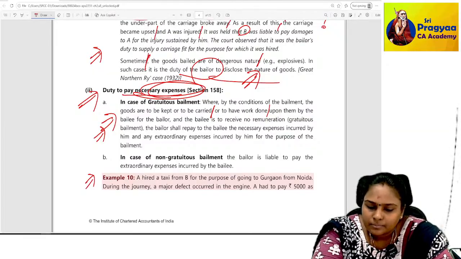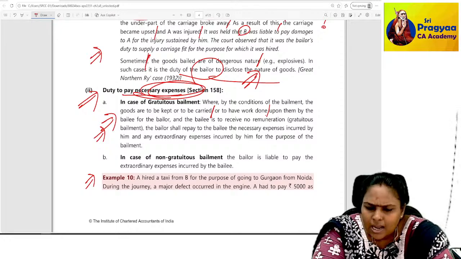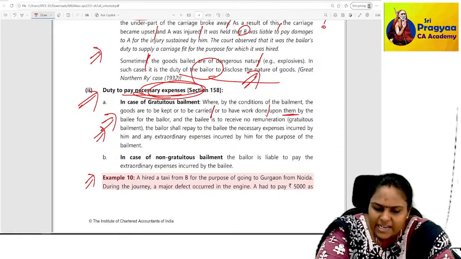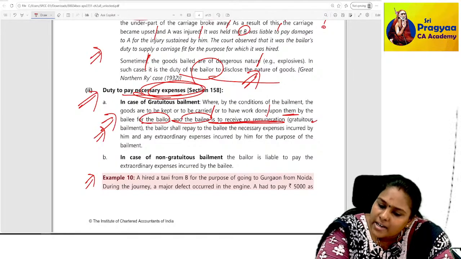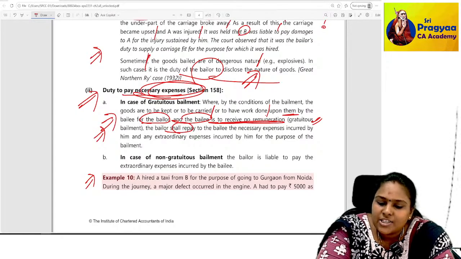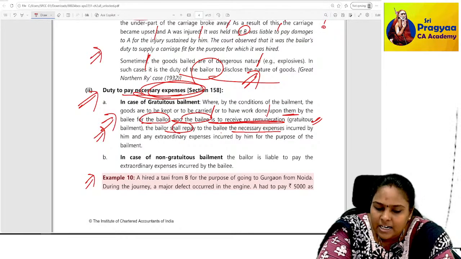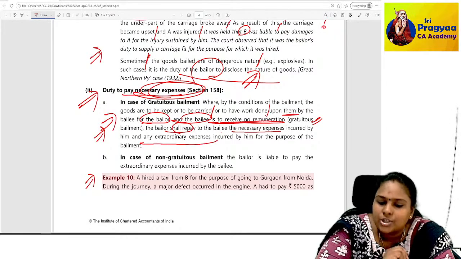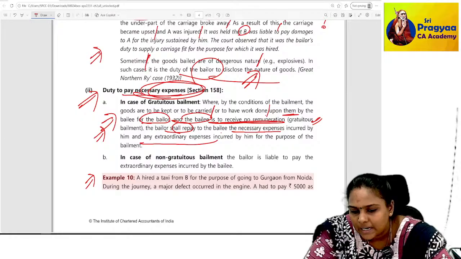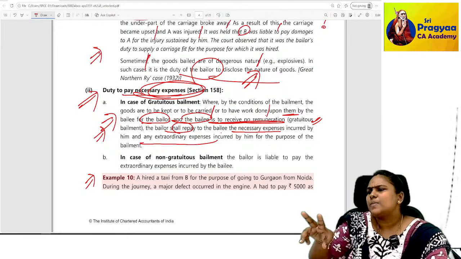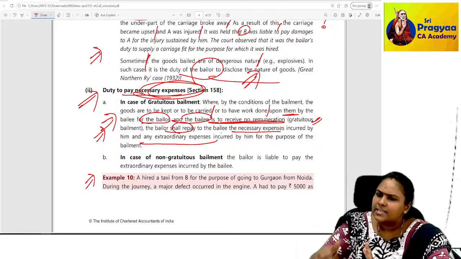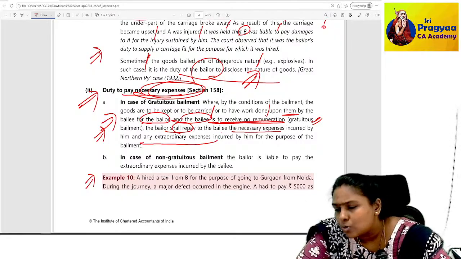Continue reading. Or to have a work done upon them by the bailee for the bailor, and the bailee is to receive no remuneration, which means what? It is gratuitous. The bailor shall repay to the bailee the necessary expenses incurred by him and any extraordinary expenses incurred by him for the purpose of the bailment. So in case of gratuitous bailment, you will take all necessary expense plus extraordinary expense. Who will pay?